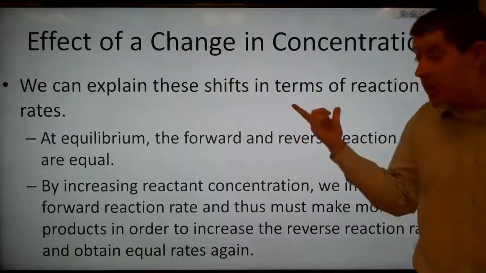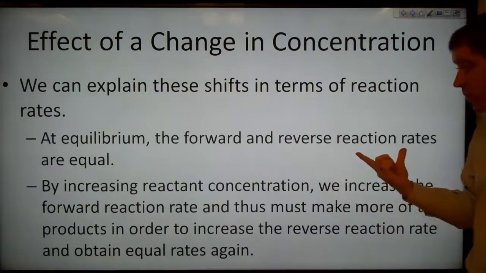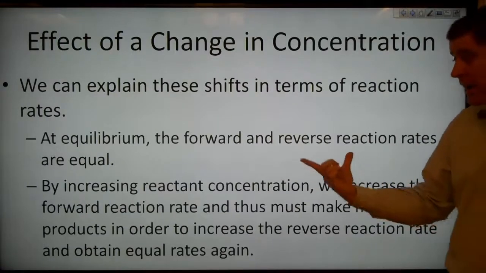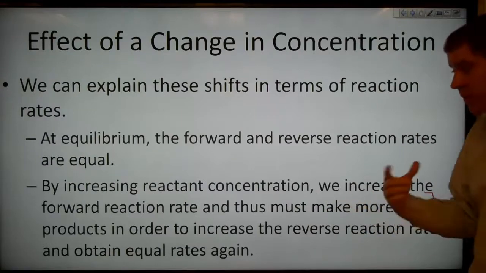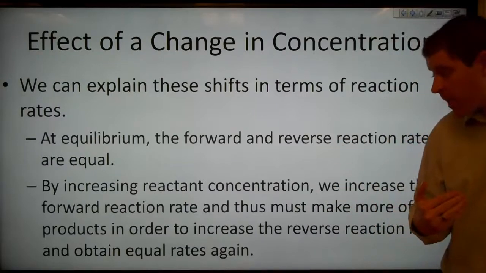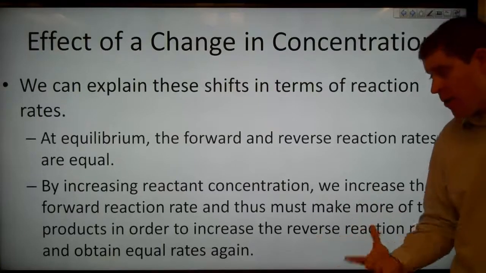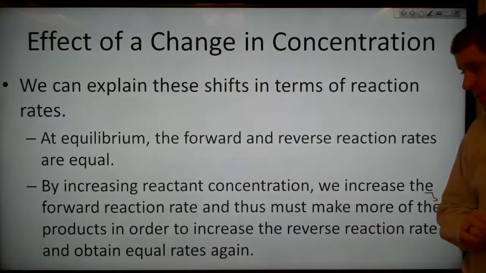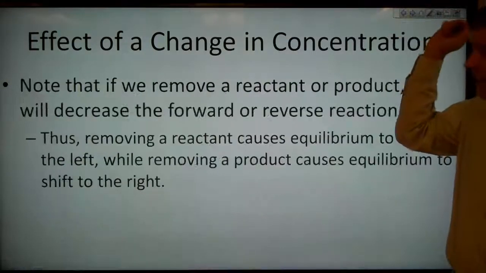So we can explain these shifts in terms of reaction rates. At equilibrium, the forward and reverse reaction rates are equal. By increasing the reactant concentration, we increase the forward reaction rate, and thus we must make more of our products in order to increase the reverse reaction rate and obtain equal forward and reverse reaction rates again.